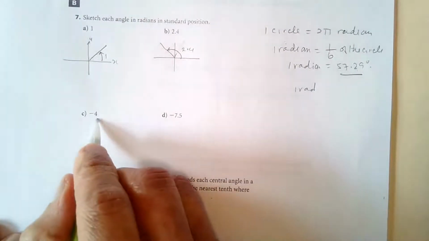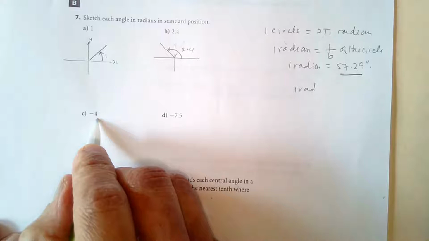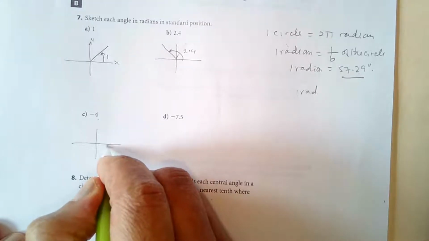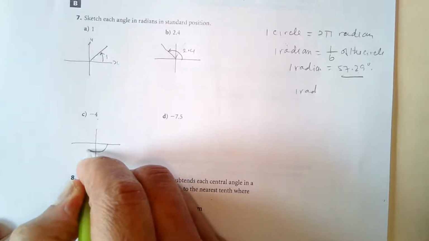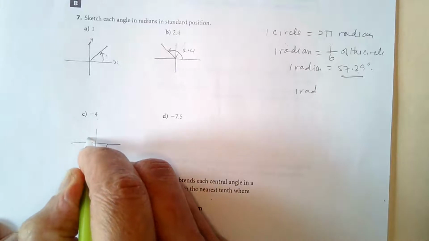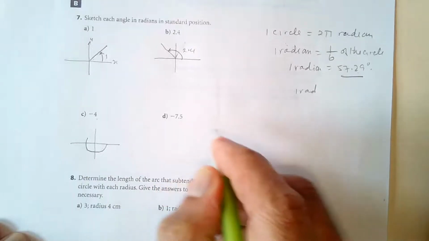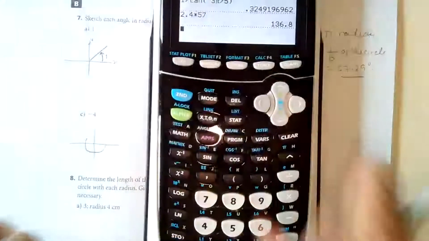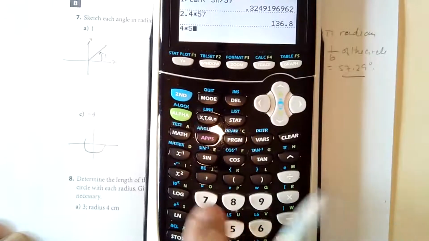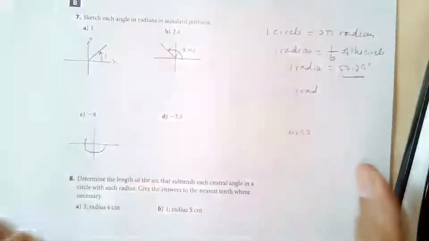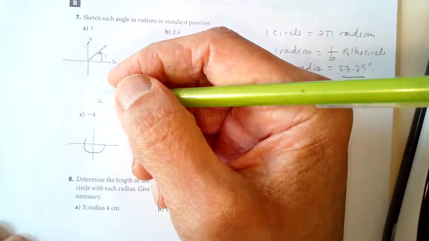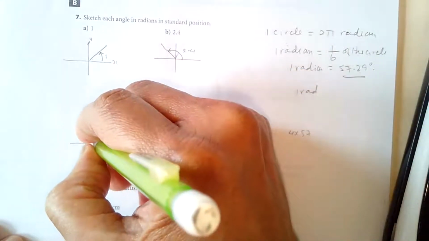Now, negative 4 radians. So you're going down. So we start from here. So we have 1, 2, 3. So 4 times 57. Now let's do that here. 4 times 57 is approximately 228 degrees. So it would be approximately here.